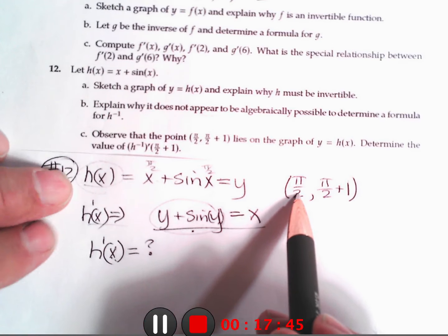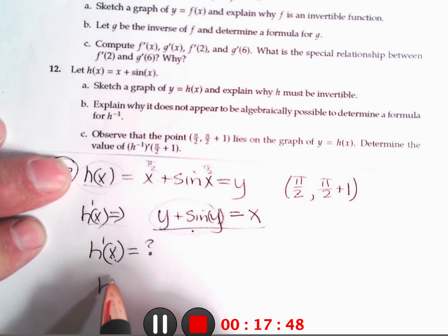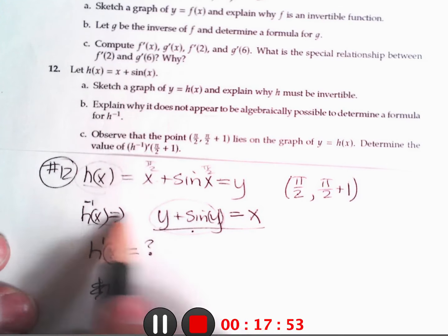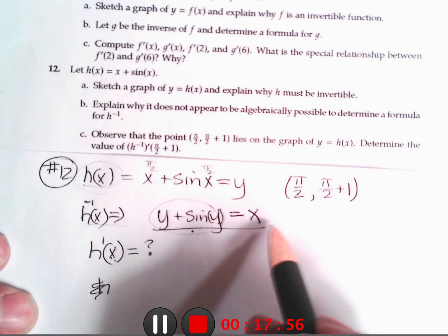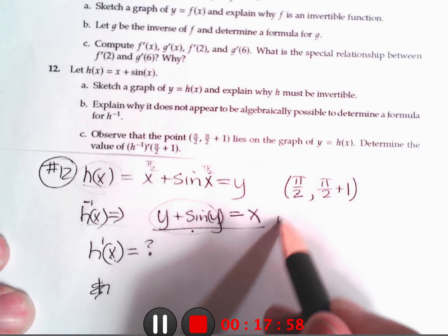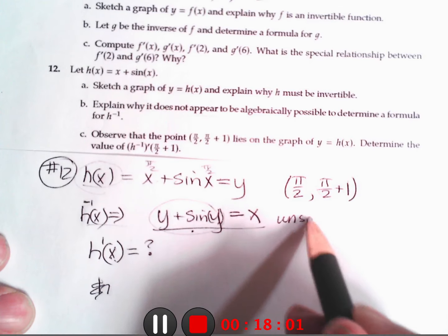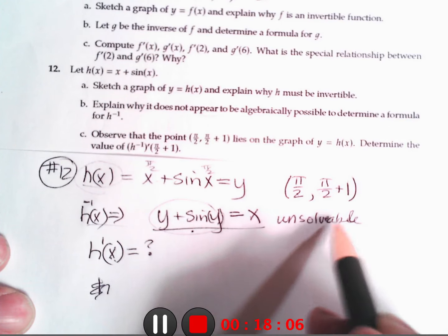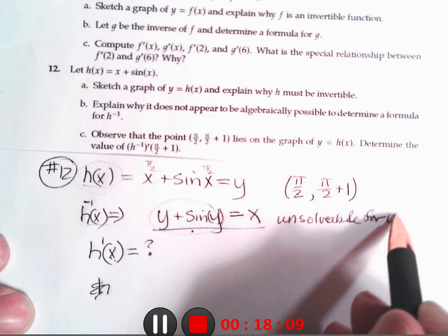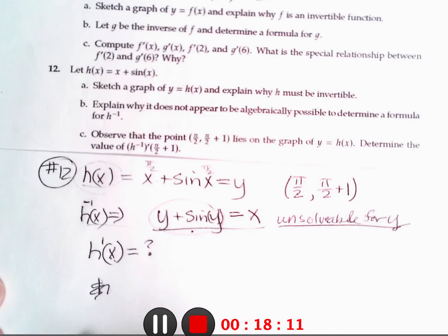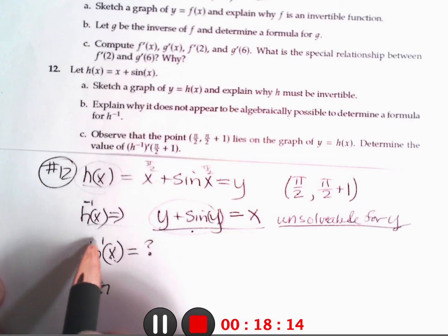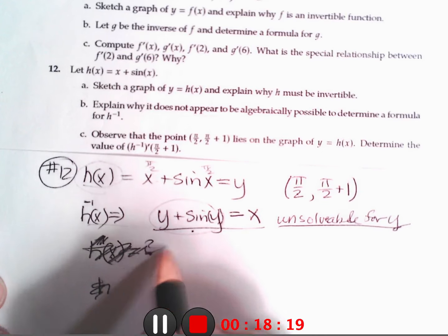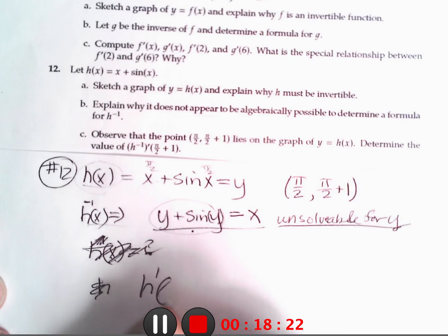So we're going to find the slope of h. Oh, this is the inverse. We're finding the inverse. And we can't get that one to go anywhere. That one's unsolvable for y. So we can't get y by itself. So we can't find that. So we're going to find the slope of h at pi over 2.